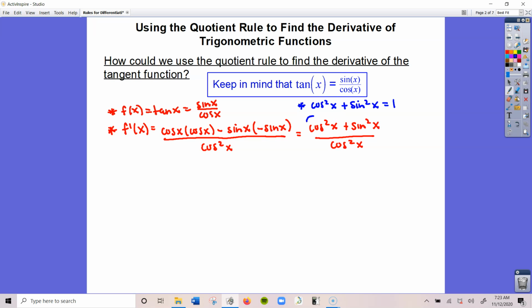So I can basically replace all of this with 1, which is equal to 1 over cosine squared x. Now also, we know that 1 over cosine is secant x, because that is the reciprocal function. So the derivative, if I don't want to write it as a fraction, is equal to 1 over cosine squared, which is secant squared x. So this is the derivative of tangent.